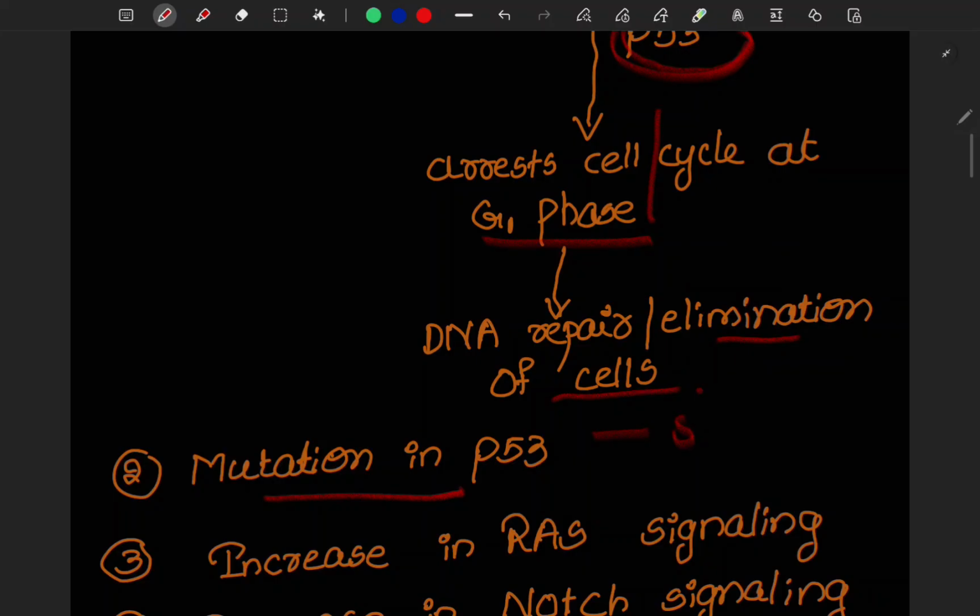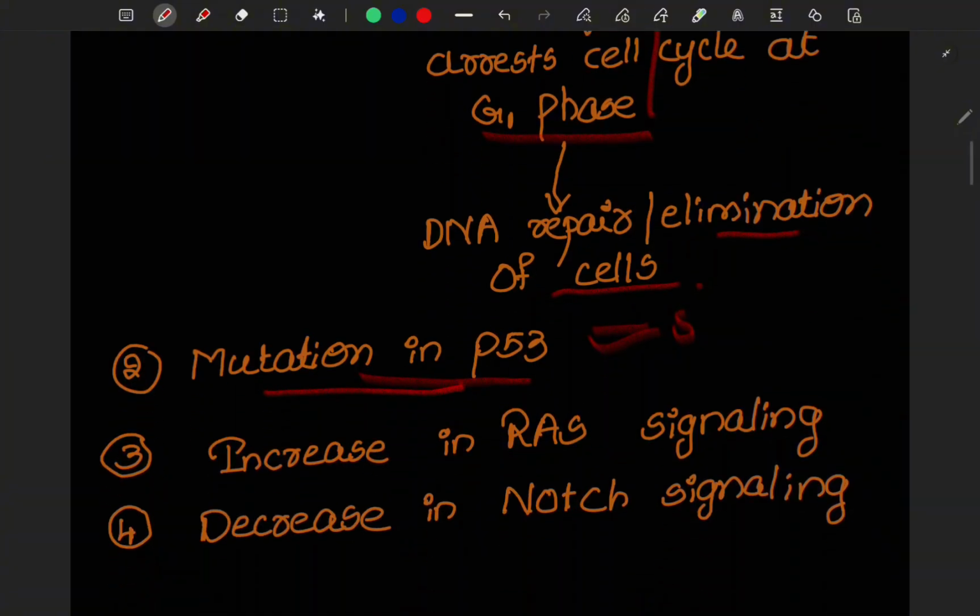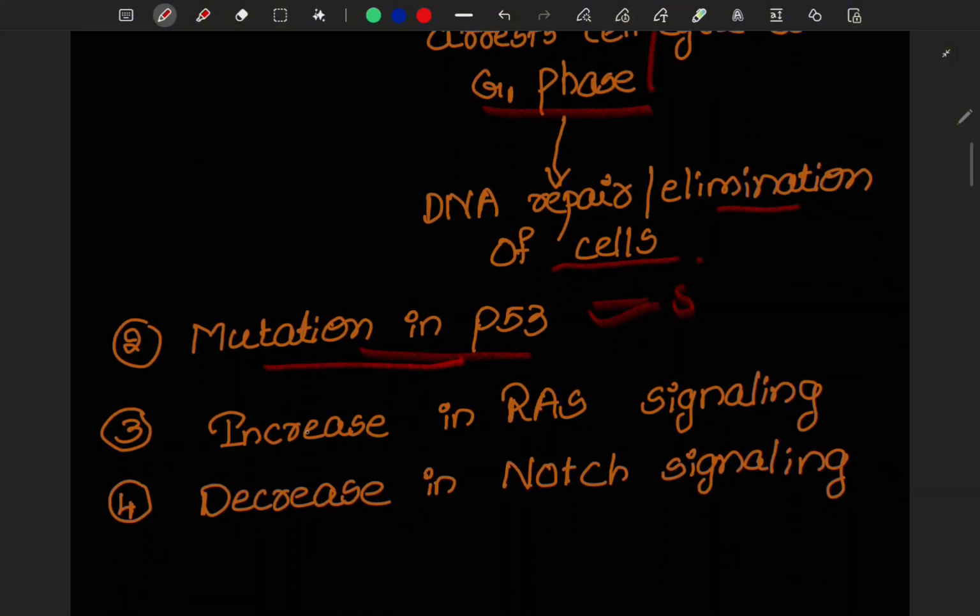But if there is a mutation in the P53 gene, it leads to squamous cell carcinoma. So it is most important to remember the P53 mutation. An increase in RAS signaling is also a pathway that leads to squamous cell carcinoma, and a decrease in NOTCH signaling also leads to squamous cell carcinoma.